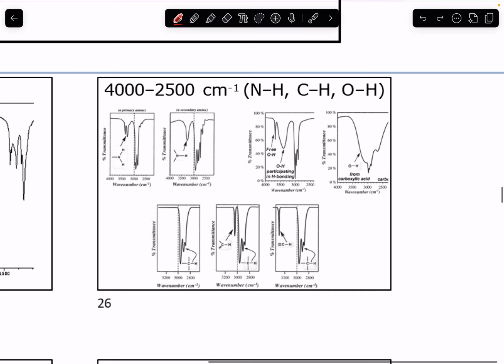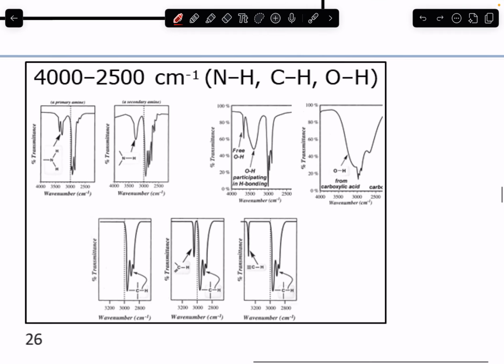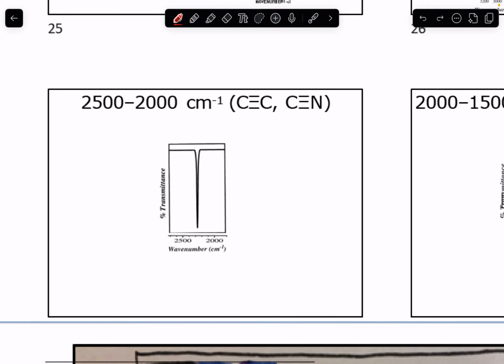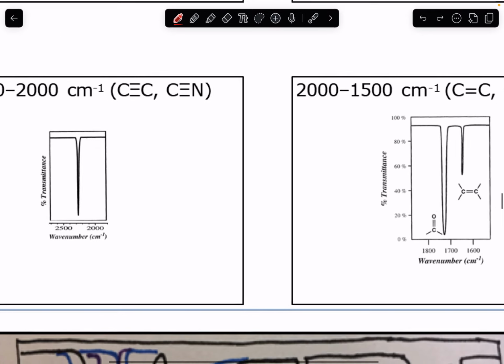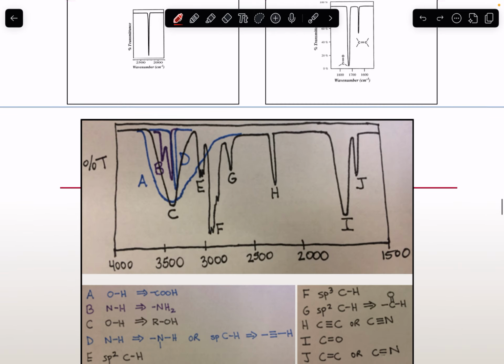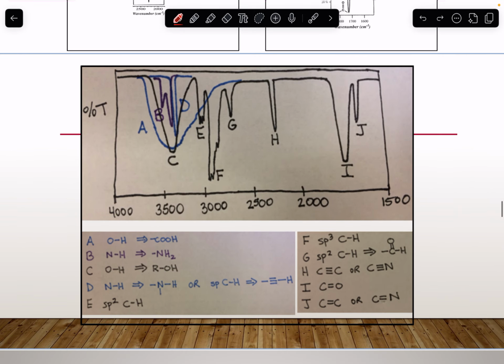Here's again the way some more peaks would look. Again, this is very important, so really understand it. And then here's a pretty good picture of all of them.